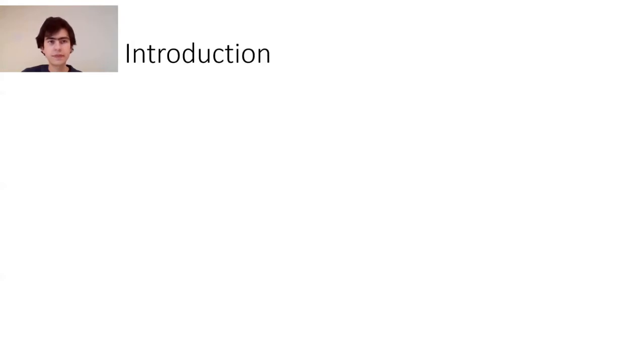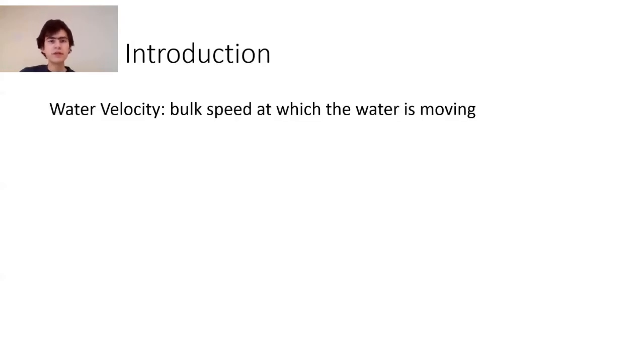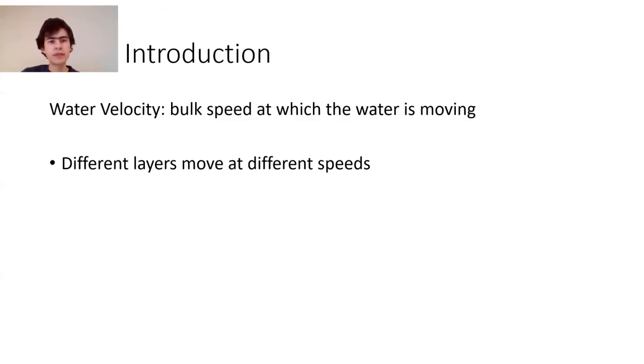First, an introduction. Water velocity is the bulk speed at which water is moving. However, there are a few caveats to this. Not all layers of water may be moving at the same speed, and so ideally we want to measure the average speed of all water in the flow.